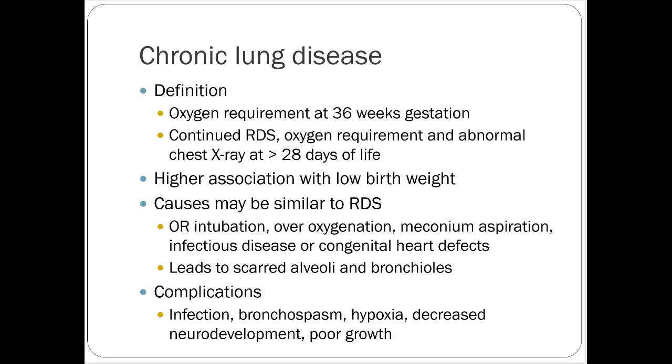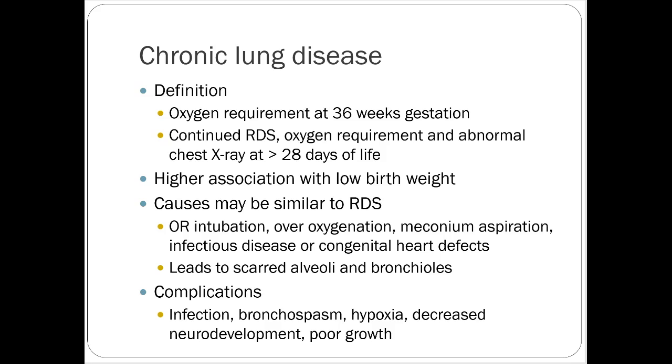All right, chronic lung disease. So the definition is an oxygen requirement at 36 weeks gestation. So this is sort of a continuation of RDS, if you want to think about it like that. An oxygen requirement and abnormal chest X-ray at greater than 28 days of life would be considered chronic lung disease. So basically you've had some sort of premature birth, premature kids, low birth weight, much higher association of this. It's some sort of a continuation of those acute instances that happened right after birth.